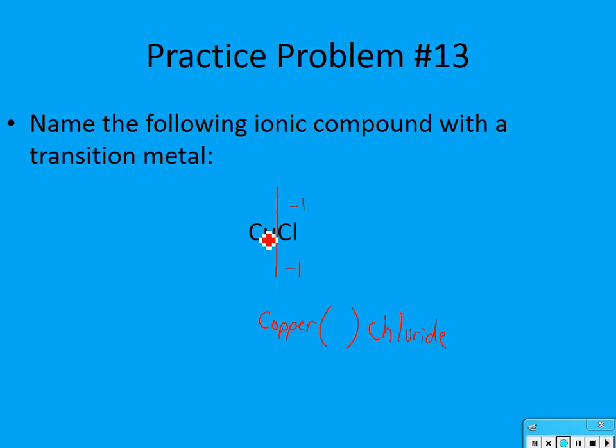Now we can figure out what copper is. It has to be what total on the left side? To balance to 0, it all has to balance to 0. It has to be a +1. How many coppers do I have? 1. So it has to be +1. So how would I show that it's copper with a +1 charge down here? Roman numeral number 1. Okay? So that is copper(I) chloride.